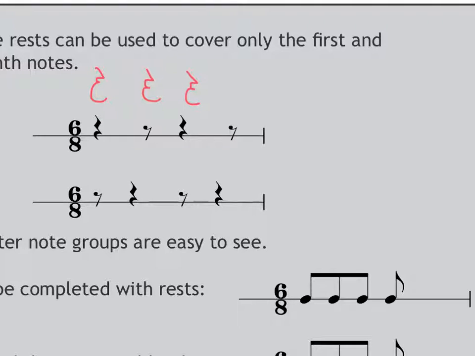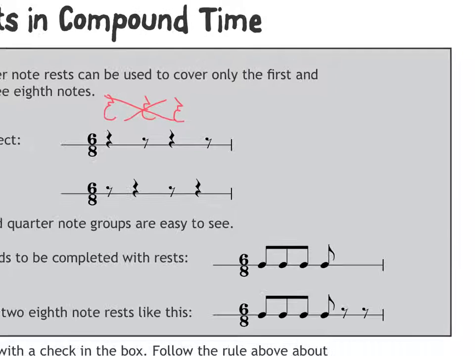We need to make sure that we're seeing this midway point, the beginning of the second pulse, which is the 4th eighth note of the bar. So, for that reason, we need to make sure that we don't do it this way, okay? This is not correct. You want to show it in 2 groupings of 3.